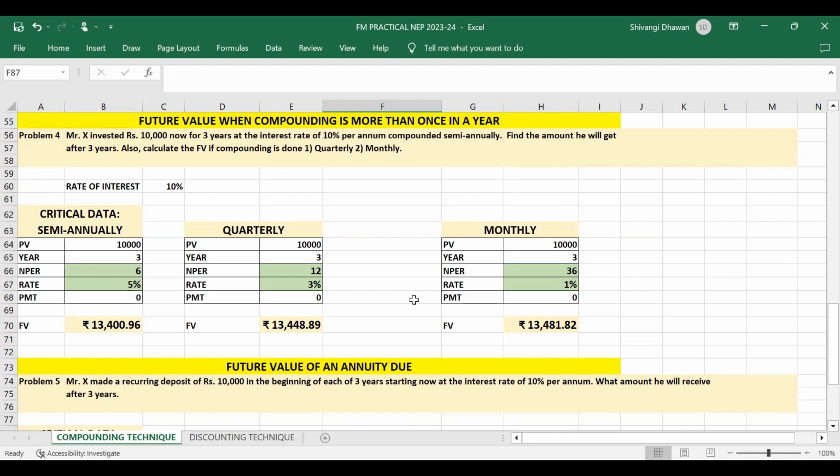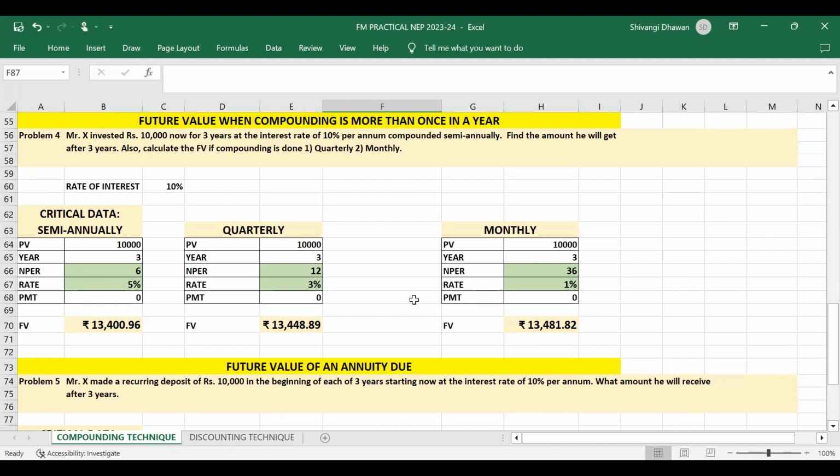In the semi-annual case, the rate of interest becomes half of 10%. Why? Because now compounding is semi-annual, which means twice a year. So we have number of periods as 2 in 1 year. So in 3 years, it will be 6, that is 2 into 3. Similarly, our rate will be half of 10%, that is 10% divided by 2, which is 5%.